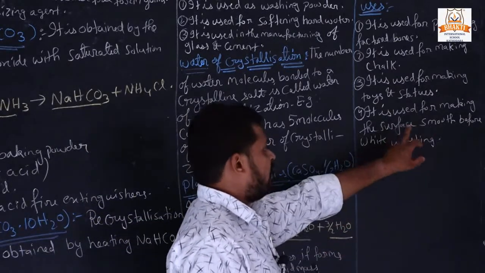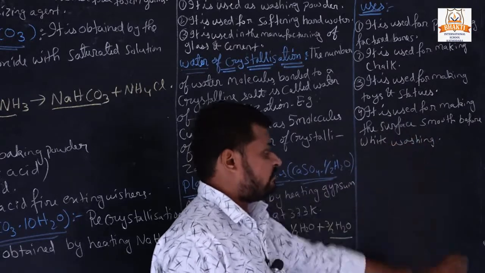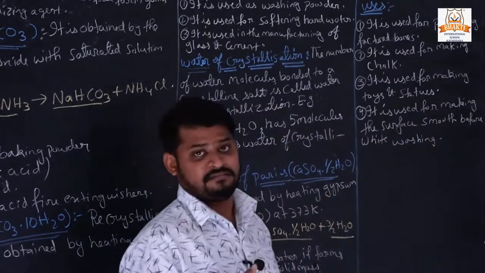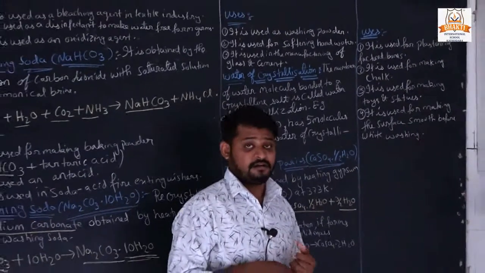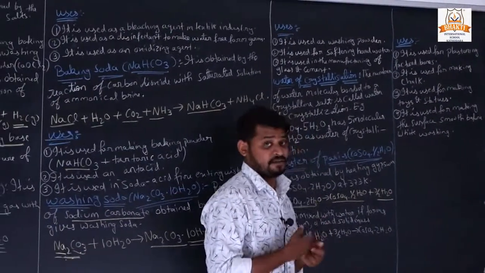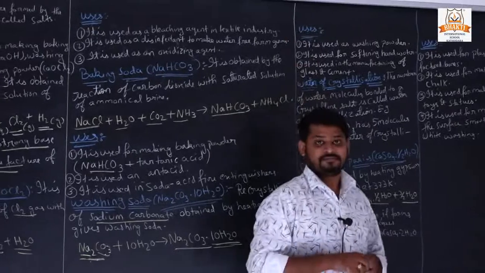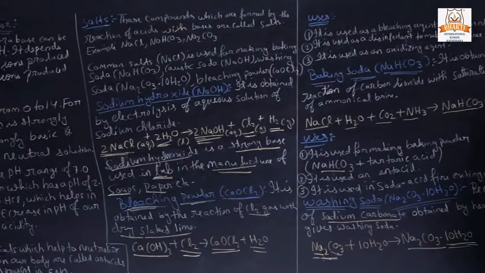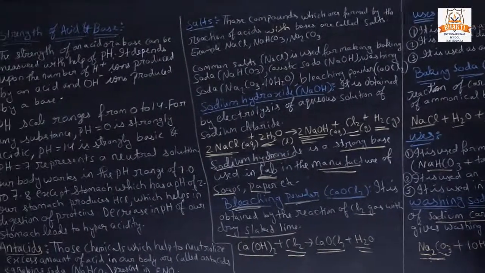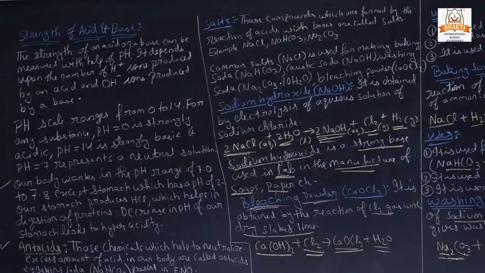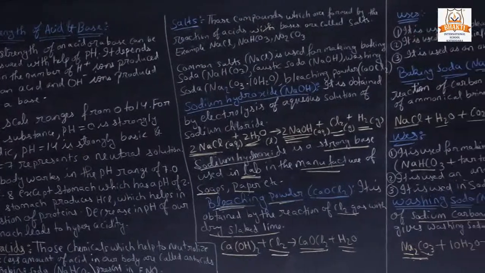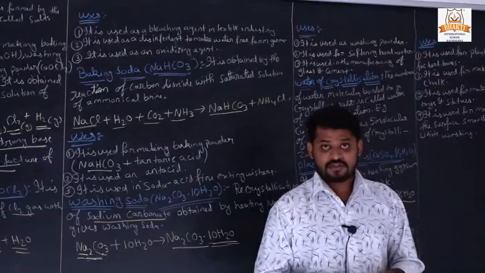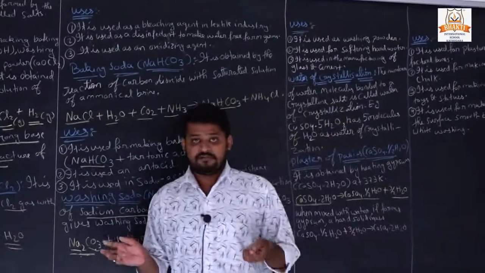It is used for making the surface smooth before whitewashing. On our walls and roof we apply slaked lime or plaster of Paris. We say POP at our home, and that is plaster of Paris. So for smoothing the surface before whitewashing, we apply plaster of Paris. So our whole chapter will be finished.